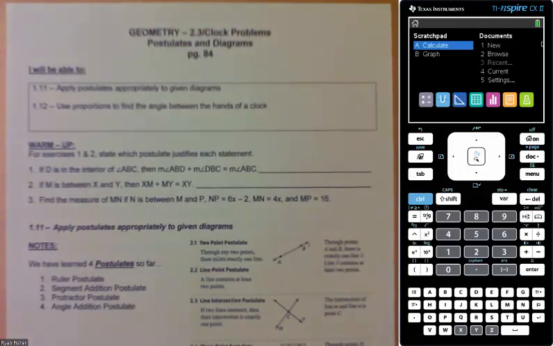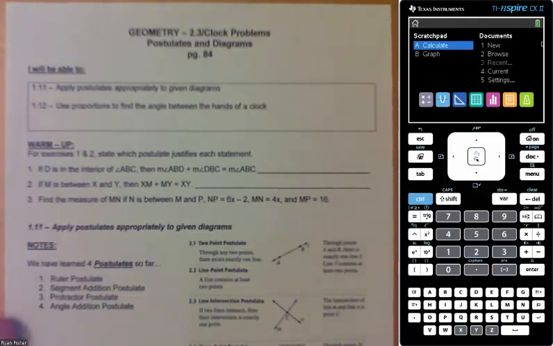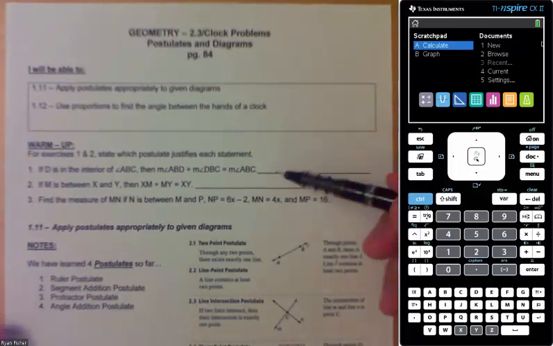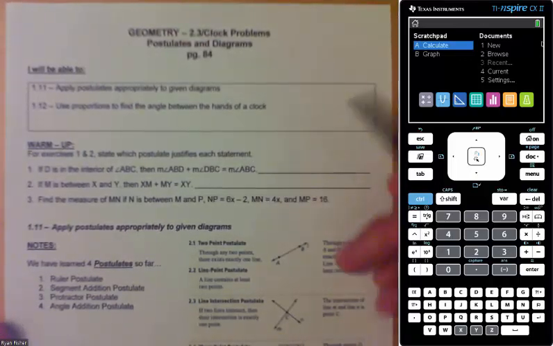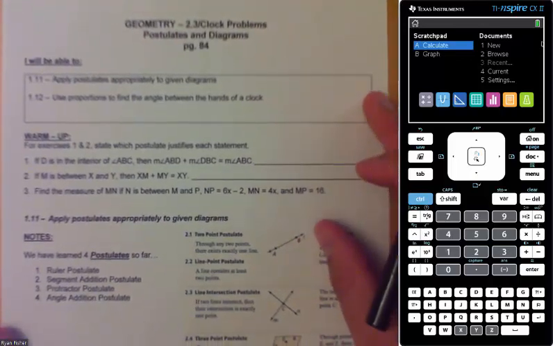So we have a few warm-up problems here. I hope you've already attempted them. I'm not going to give space to pause the video because they're pretty quick here. But if you'd like to, you can go ahead on your own. It says in these first two, state which postulate justifies, or what reasoning you would use, and what seems to apply here.